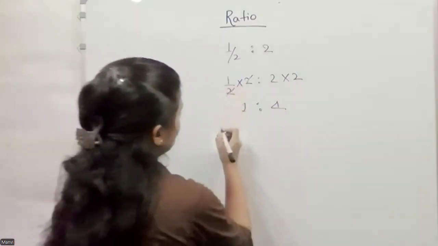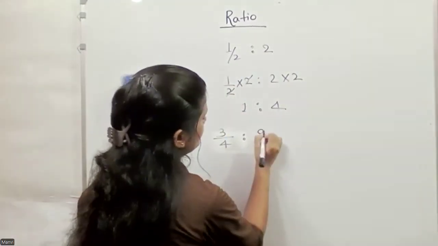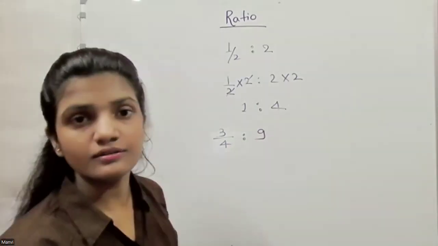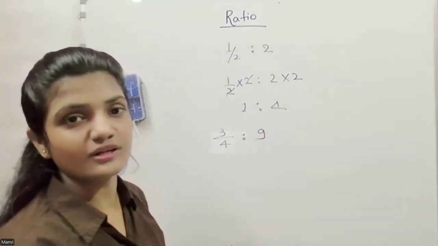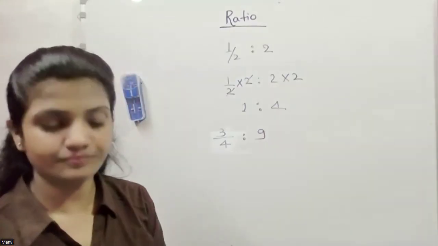Now, if I have 3/4 ratio 9, please try to convert it into simplest form.